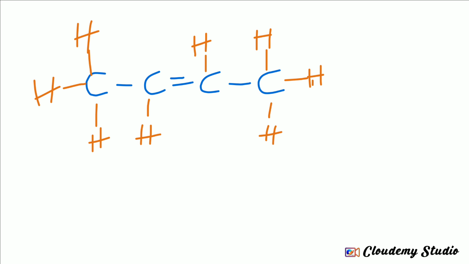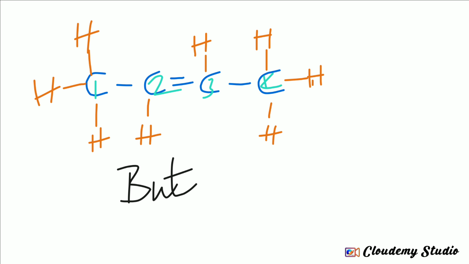Now we can number the carbon atoms. From which side can we number? Any side we can follow because the double bond is in the middle carbon atom. So we are numbering from the left hand side: 1, 2, 3, 4. So at the second carbon atom is the double bond. As there is no side chain or substituent, there is no prefix. So straight away the root word for this compound is, what is that? But, because four carbon atoms are there in the main chain. So the root word is but.